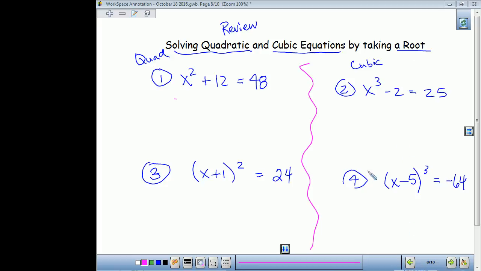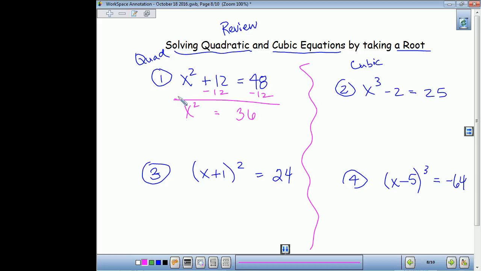Cubics work in very similar ways. So when we're solving a quadratic by taking a root, the first thing we want to do is isolate the squared part. In number one, the only thing that's squared is x, so I need to get rid of the 12. How would I do that? Subtract 12. Okay, and when I do, I get x squared equals 36.